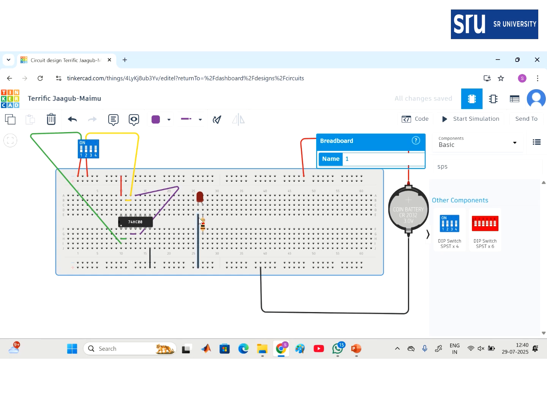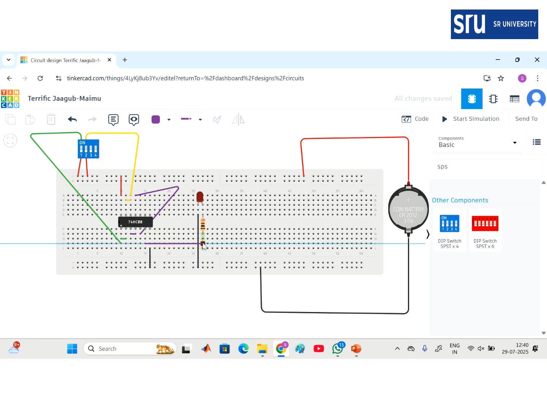So the cathode is already connected, and one terminal is the resistor terminal. Now this terminal I am connecting to the resistor. So output I am giving as brown color. Yellow color I have used to get the A bar. Green color I have used to get the B bar. This purple color I have used to connect the outputs, that is B bar as well as A bar. And brown color I have used to get the overall output of the system.